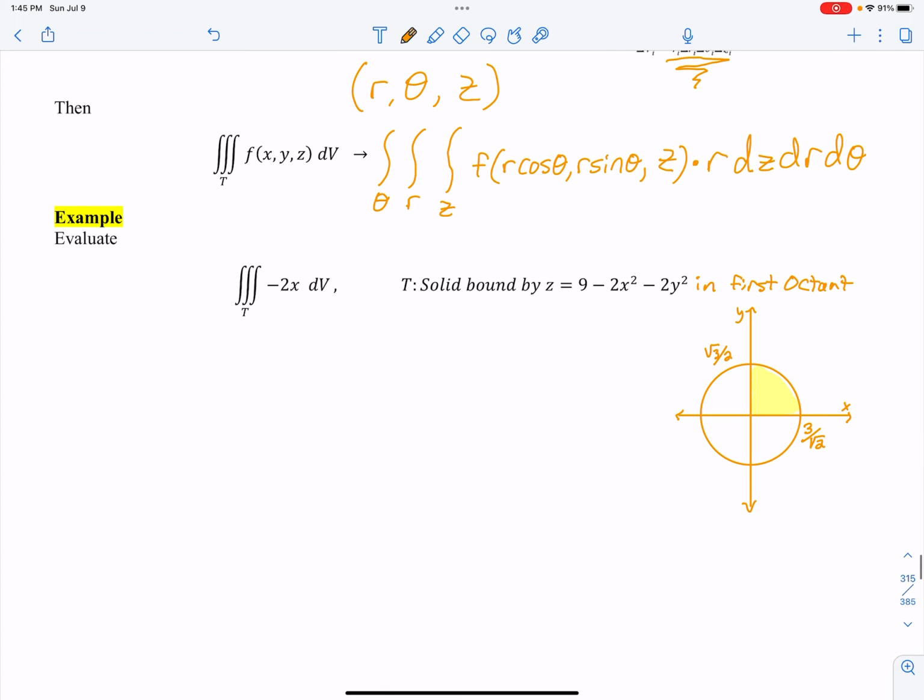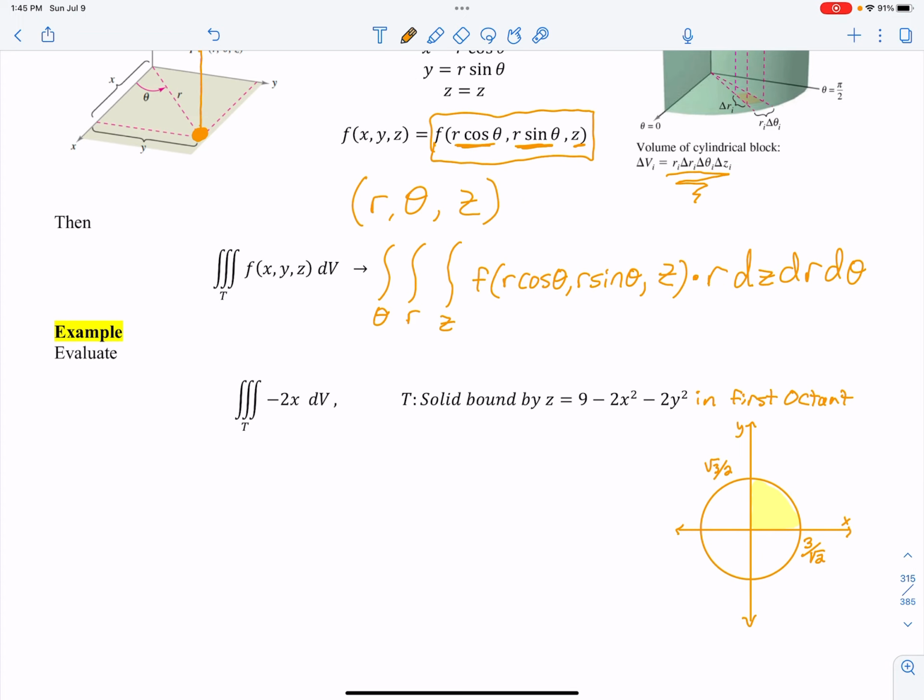All right, so let's try an example. We have this integral. We're not exactly finding volume, so I don't want you to think that. We potentially could be, it just depends on how the problem is set up. This one is just an integral. So here's our integral over a section of the surface negative 2x, but they want it over the region T. All right, so T is the solid bound by, okay, we have that surface in the first octant.